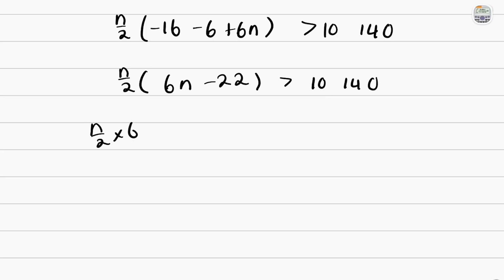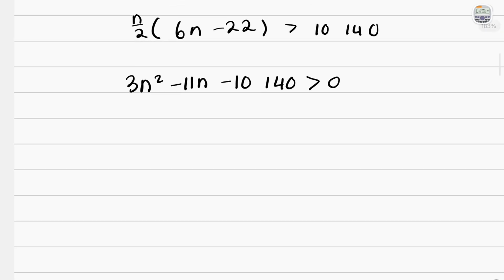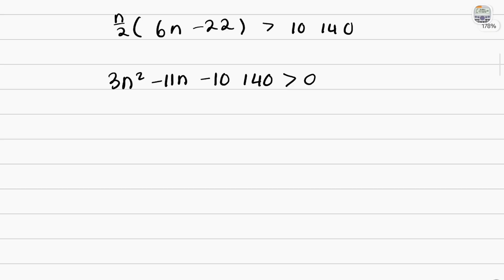If you say n over 2 times 6n, then because we have 2 in common, we have 3n squared. So 3n squared, and then that multiplies and becomes negative. You see the 2 is going to cancel. 22 divided by 2 is 11. So this is -11n. And then transpose this. This is -10,140. And this is greater than 0. And we need to factorize this.